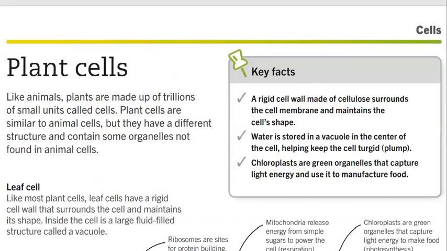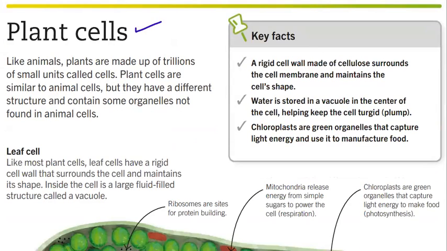Now let us observe plant cells. Actually, in this we have key points. A rigid cell wall made of cellulose surrounds the cell membrane and maintains the cell shape.